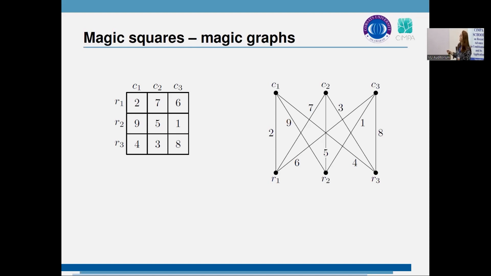Yeah. What do we know? Look, what is the sum of numbers that are assigned to the edges incident to vertex C1? So it's 2, 9, and 14. As these numbers are in the same column of the magic square, their sum must be constant. Okay? So this is the way how we can obtain a magic labeling, we call it magic labeling, from a magic square.